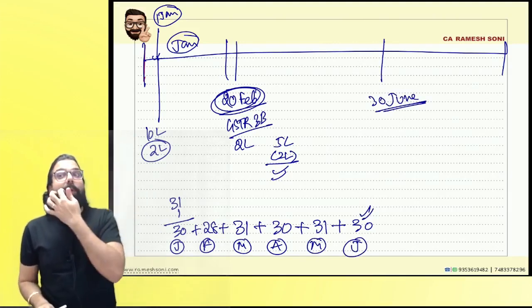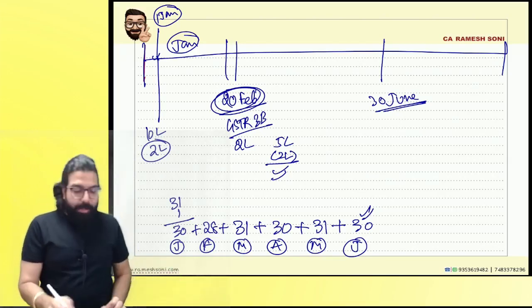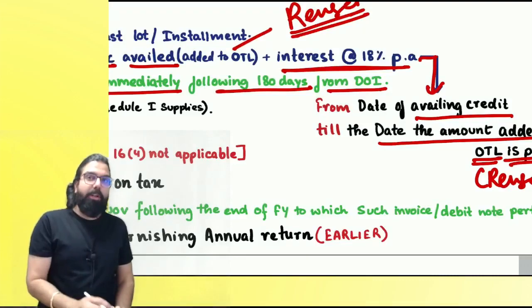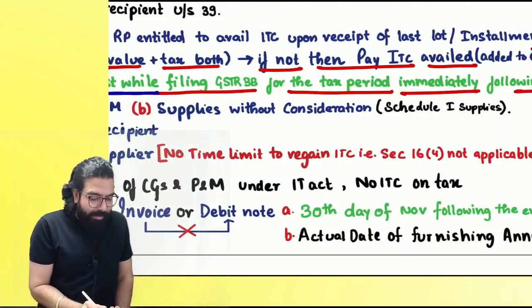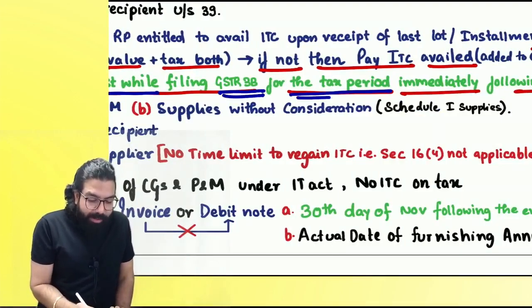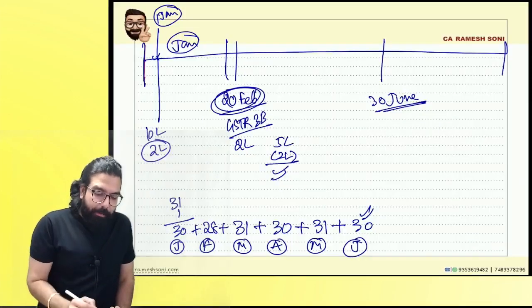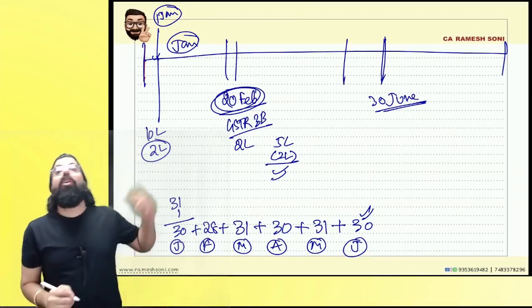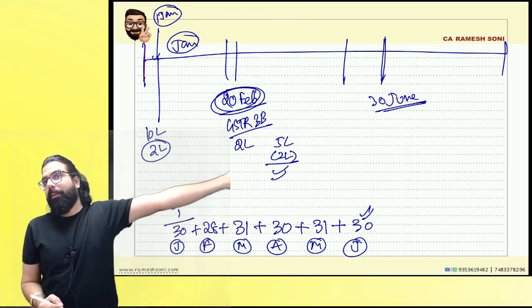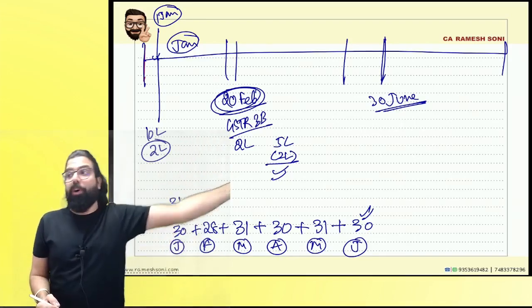Now listen to me very carefully. What they are telling is, when you file your return, after June, if you read the law, it says interest while filing GSTR 3B for the tax period immediately following 180 days. Means 180 days gets over in June. The following month's GSTR 3B after the month of June, that is the month of July's GSTR 3B, due on 20th August.